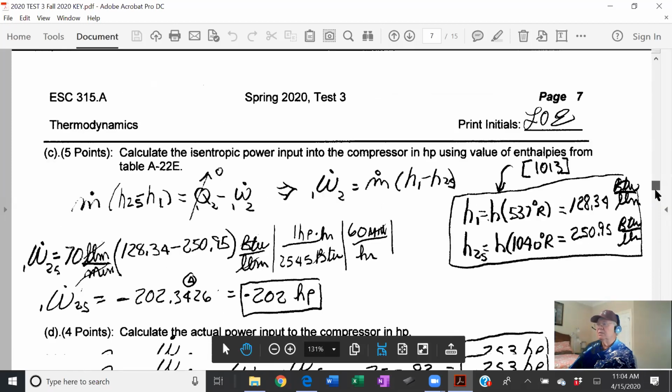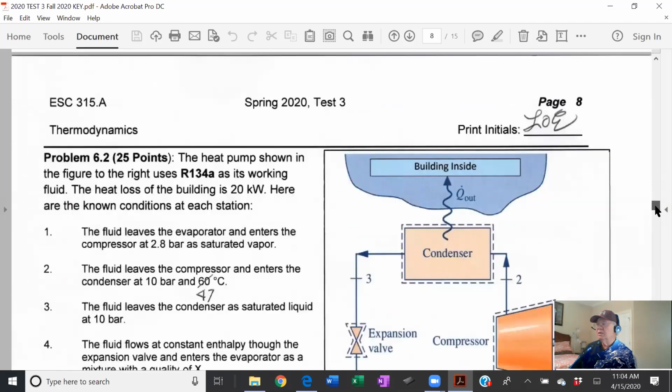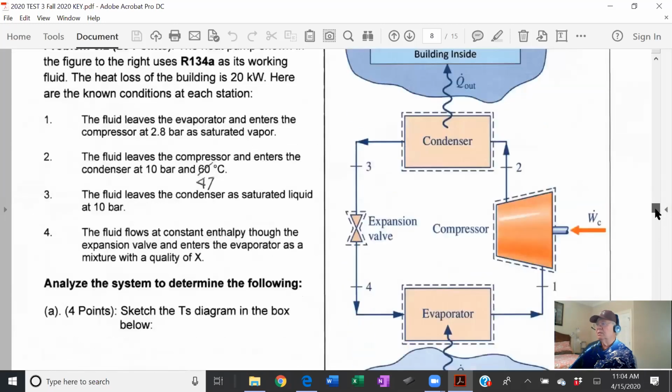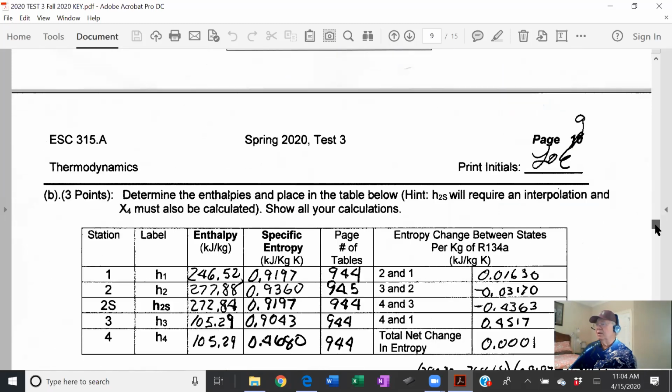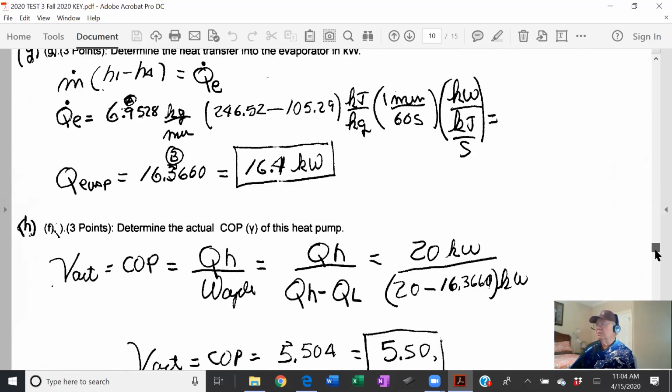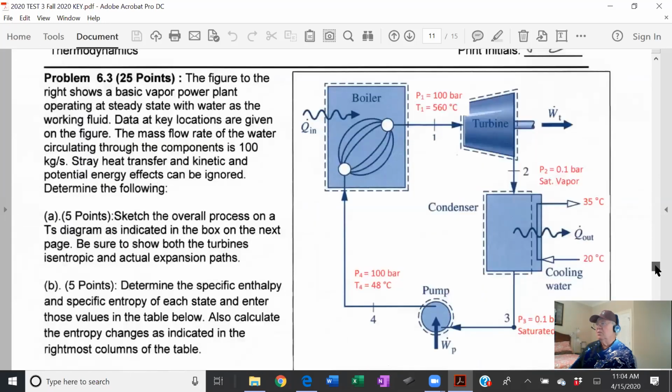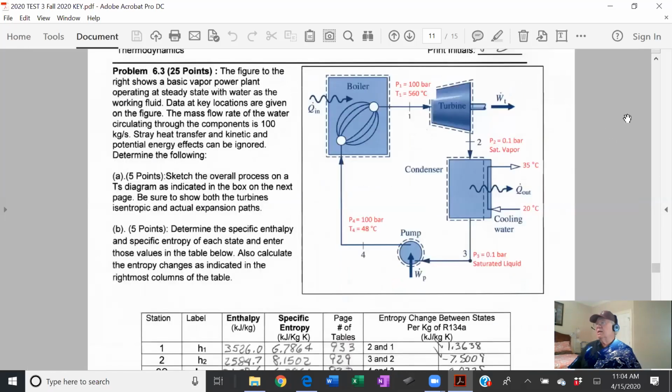Now, let's go down to the, that's the air conditioning circuit. Okay, here's the boiler. Now, let me reduce that in size a little bit. Or here's the Rankine cycle.